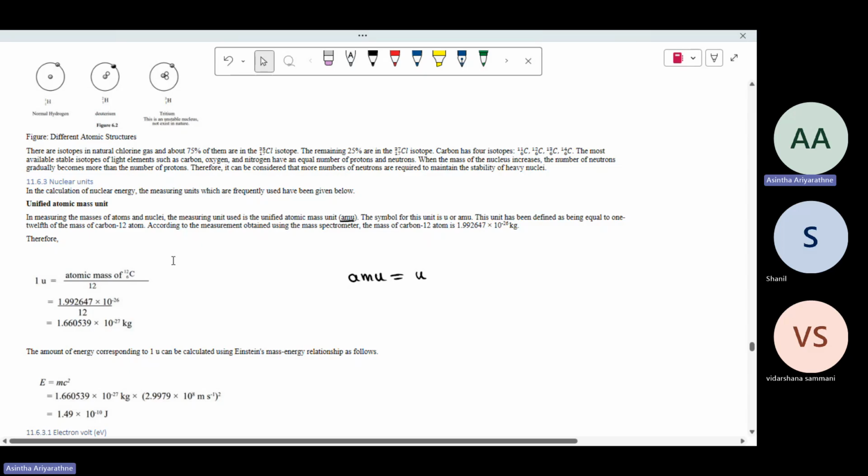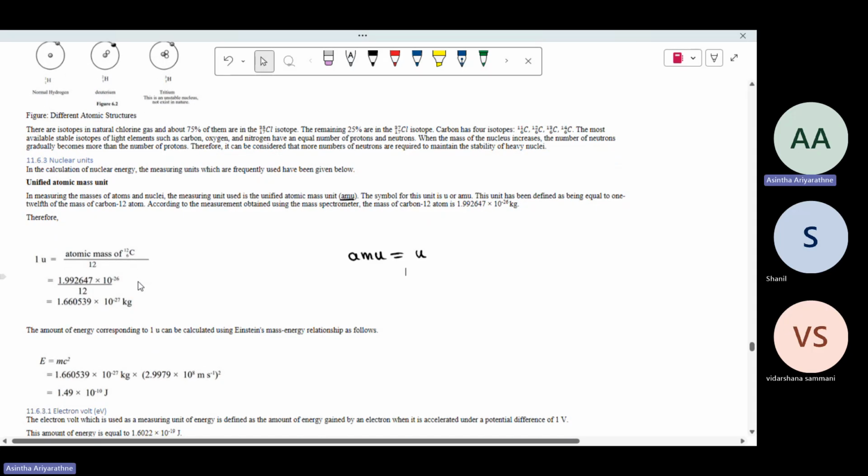It is 1/12 of the atomic mass of a carbon-12 atom. The atomic mass of the carbon-12 isotope is found using a spectrometer to be 1.99 × 10 to the minus 26 kilogram, and 1/12 of that is 1.66 × 10 to the minus 27 kilogram, which is equal to 1 atomic mass unit. So these two units can be used interchangeably. One AMU is correct, and one U is also correct.